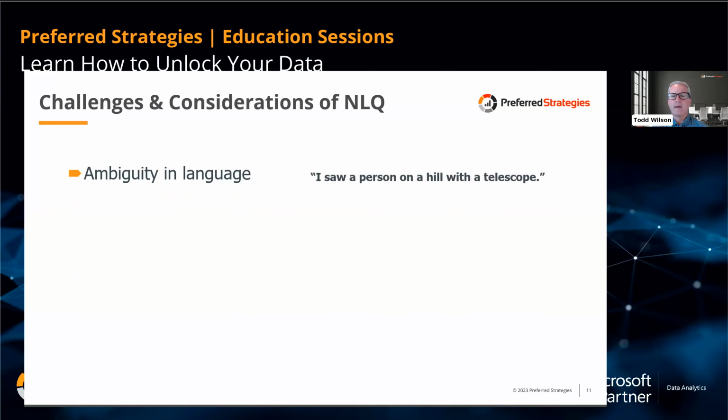So here's an example. I saw a person on a hill with a telescope. Okay, well, is the telescope on the hill? Does the person have the telescope? So things like ambiguity in just our normal language would certainly still be the case when the semantic layer, that natural language translation happens. That would still be the case. You can still have the same type of ambiguity.